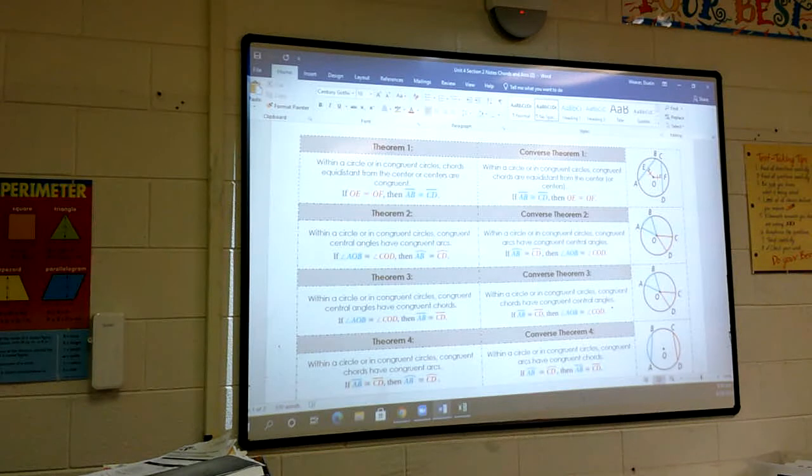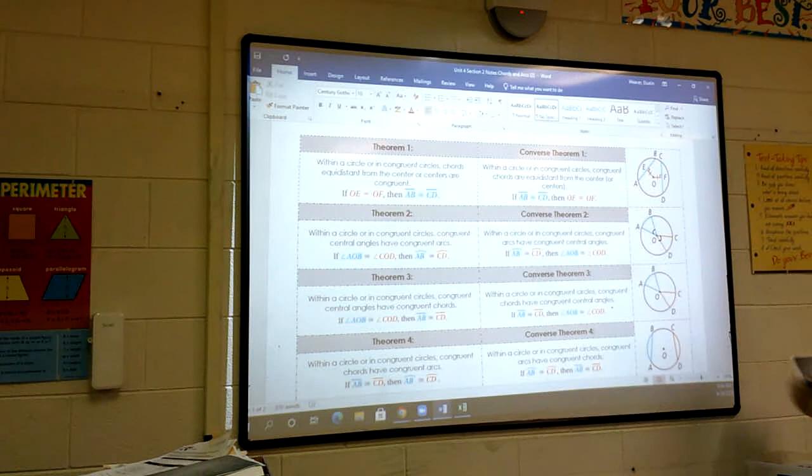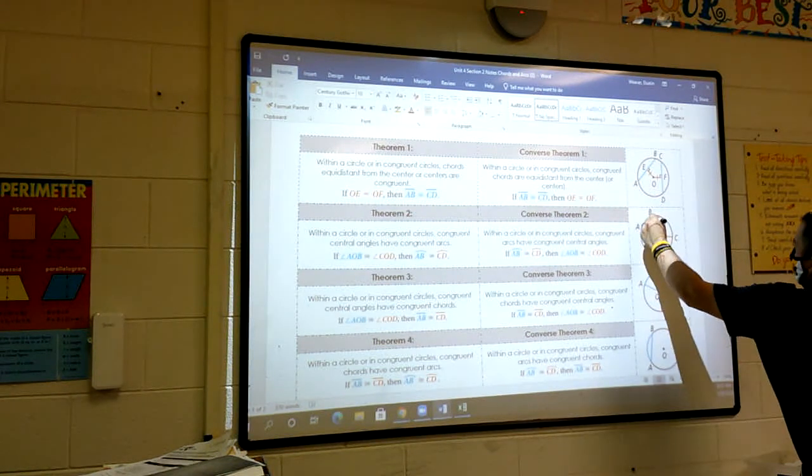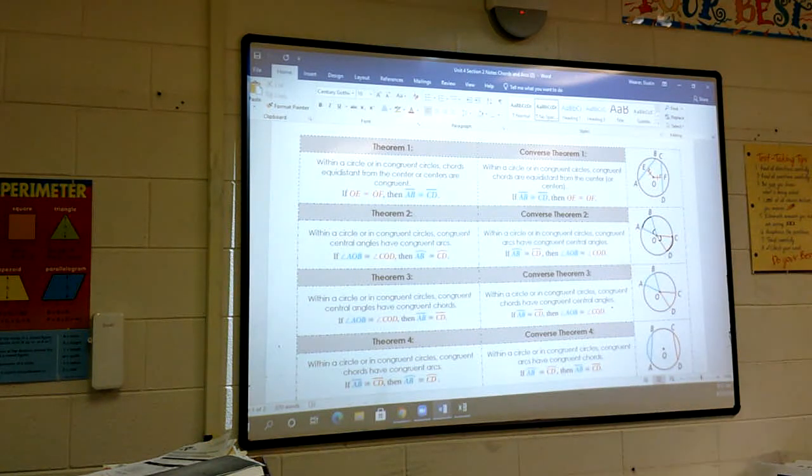Okay. Theorem 2 says central angles have congruent arcs. So that means this angle right here, if this angle and this angle are the same, then we know that their arcs are the same, the length of their arc. So basically, if the angles are the same, then where the angles go to, which is the arc of the circle, we know that they're the same.